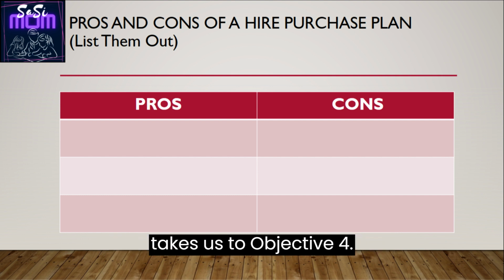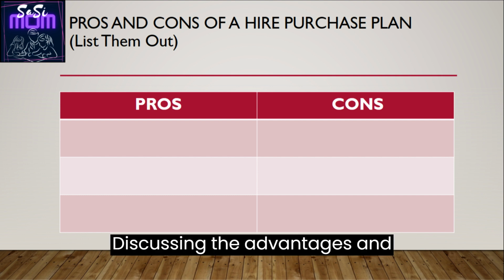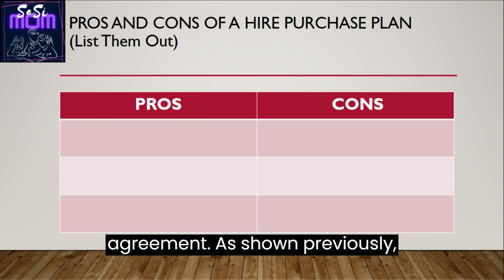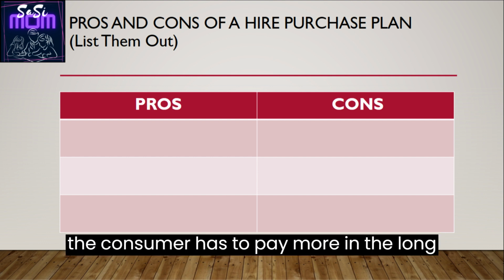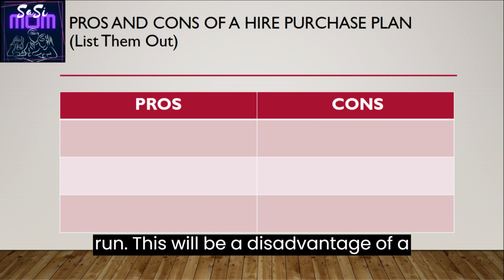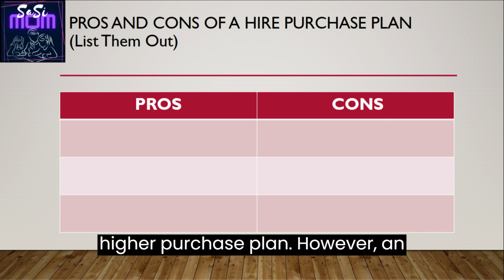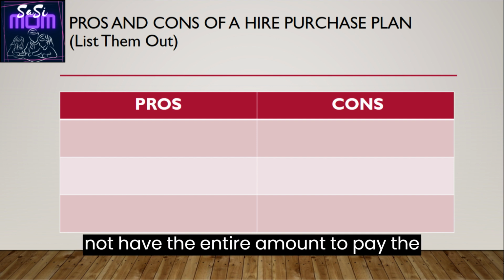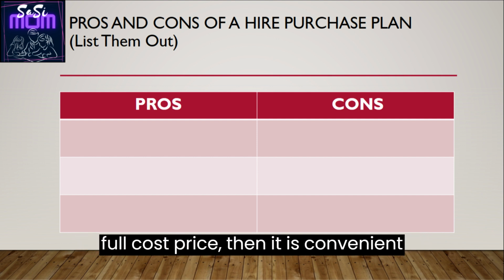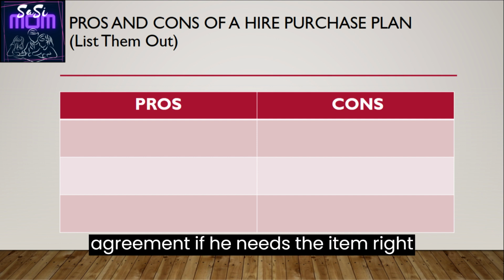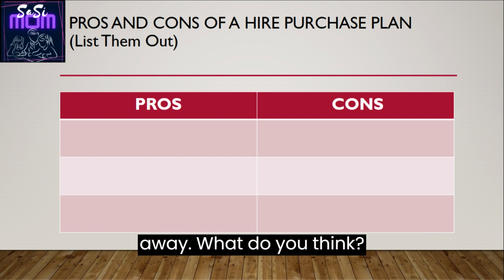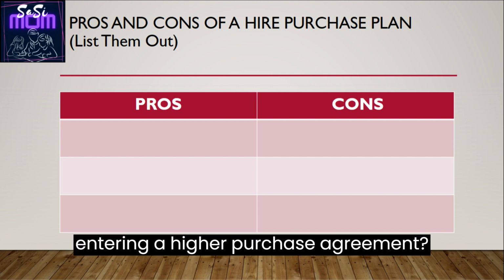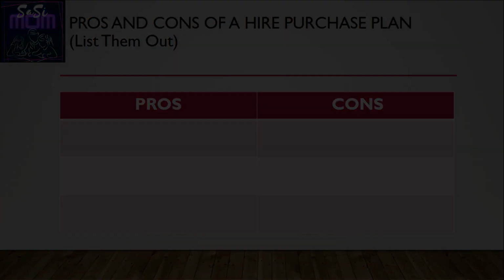This takes us to Objective 4. Discussing the advantages and disadvantages of a hire purchase agreement. As shown previously, the consumer has to pay more in the long run. This will be a disadvantage of a hire purchase plan. However, an advantage is that if the consumer does not have the entire amount to pay the full cost price, then it is convenient for him to enter the hire purchase agreement if he needs the item right away. What do you think? Can you find more pros and cons for entering a hire purchase agreement?